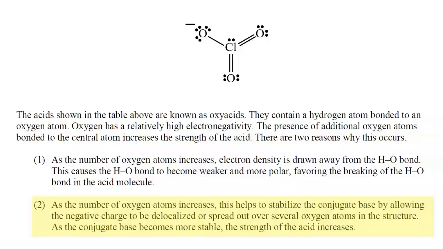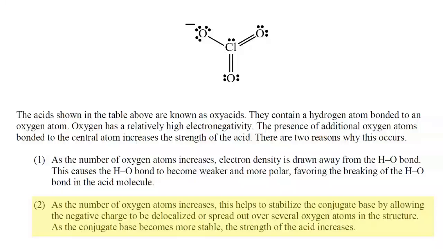Earlier in this video, when I was talking about the resonance forms for the acetate ion, that was an example of a carboxylic acid. So the carboxylate ion, or the conjugate base, is stabilized by having resonance to spread out or delocalize that negative charge over several atoms.